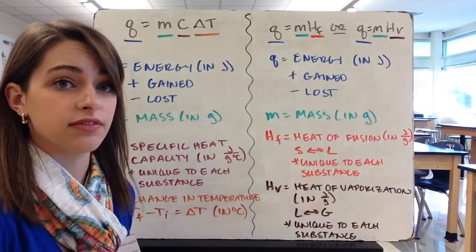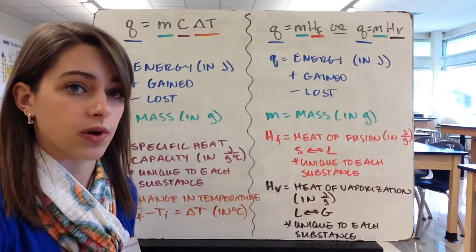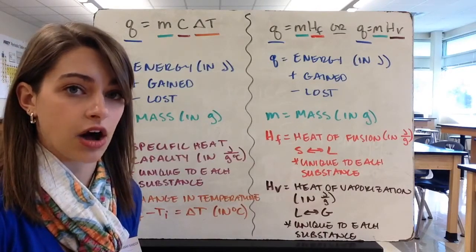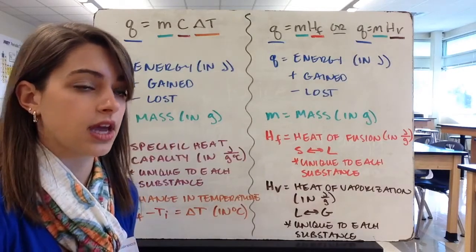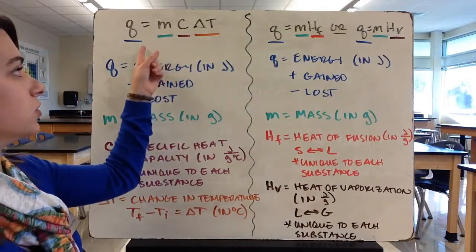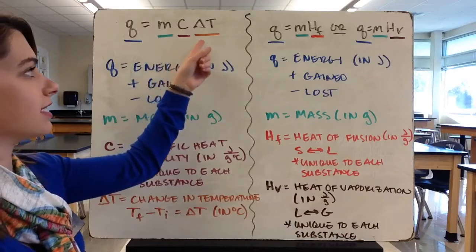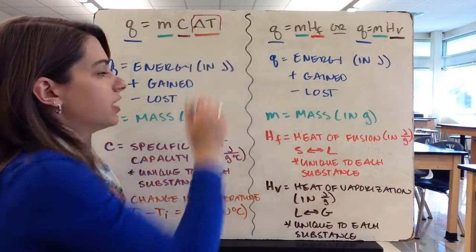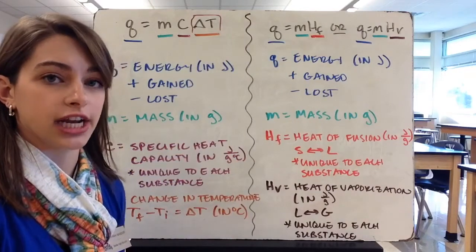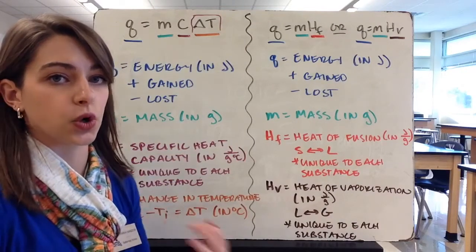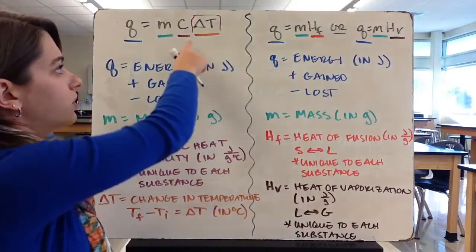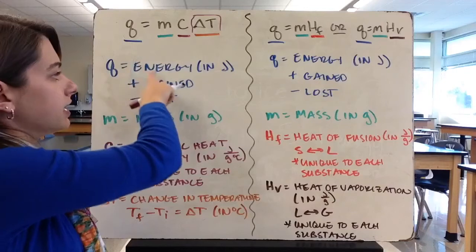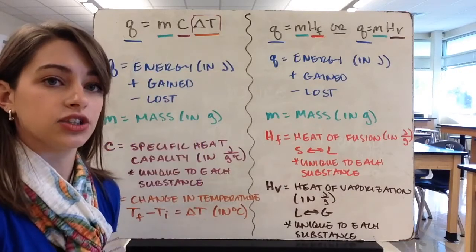So there is a lot of information on this board, and we're going to walk through it one step at a time. Like I said, there are two different equations depending on what type of change you're doing. If you're doing a temperature change, you're going to use Q equals mc delta T. This delta T is the clue that we're going to be changing temperature. So if you're warming up or cooling down or changing temperature, you know that this is the equation you're going to use. Our Q is our energy, remember, and we're calculating it in joules.